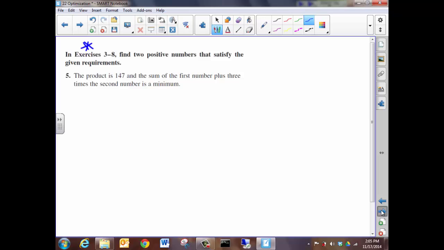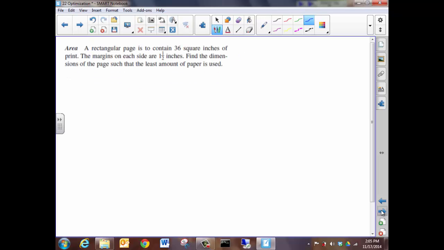Oh, let's not do that. Contain 36 square inches of print. Yeah, this problem. 3 problems by the next time we meet, okay? Not 10 minutes. 3 problems by the next time we meet.